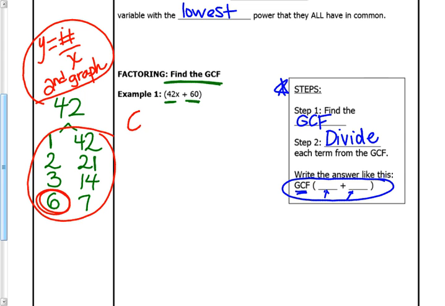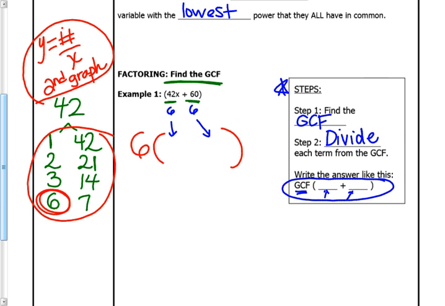So I want to go ahead and remove that GCF of 6. Okay, so the 6 is going to come out. And once we take the 6 out, we have to then write whatever's left over in parentheses. And by doing that, we take each term here, the 42x and the 60, and we divide it by 6 to see whatever is left over. And whatever's left over goes inside.